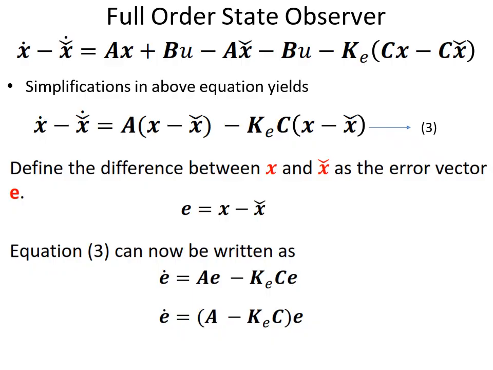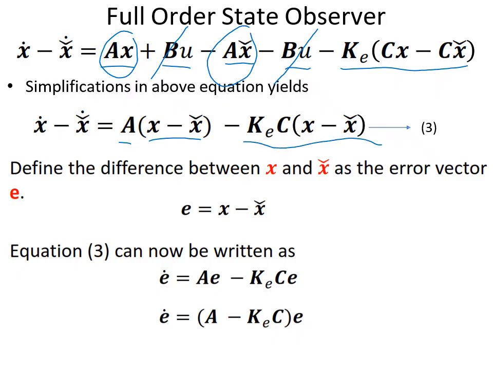Then we have x minus x hat dot equals Ax plus Bu minus A x hat minus Bu minus Ke times Cx minus C x hat. We merge these two terms and take A as a common factor: A times x minus x hat. Bu minus Bu cancel, leaving minus Ke times C. We get C as a common factor times x minus x hat.